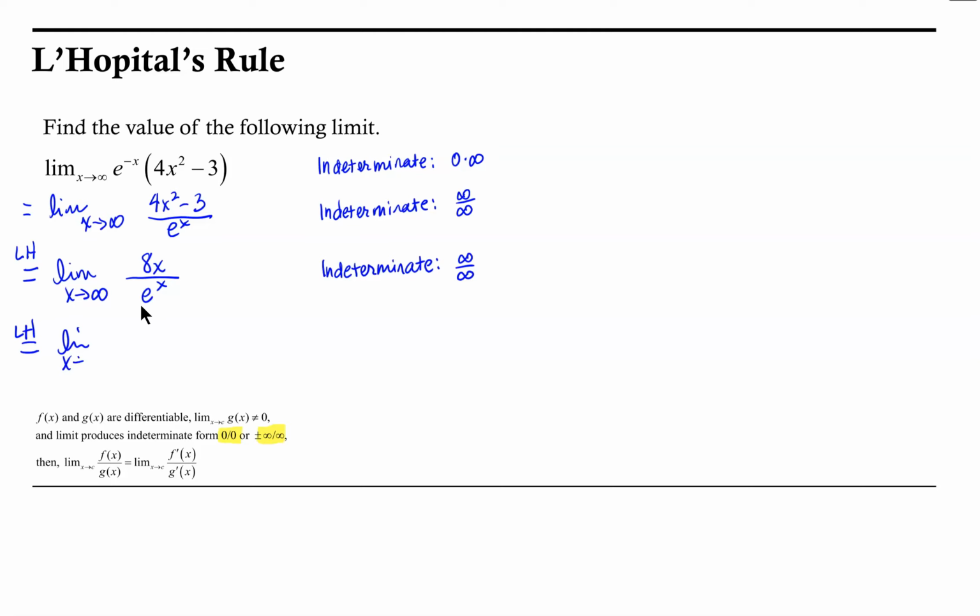And we have the limit as x approaches infinity of now our numerator, the derivative is 8, and our denominator, the derivative is e to the x. Now as I consider this limit, as x approaches infinity, my numerator remains at 8. As x approaches infinity, my denominator approaches infinity. So if I divide 8 by larger and larger numbers, this ratio becomes closer and closer to 0. So my limit here would be 0.